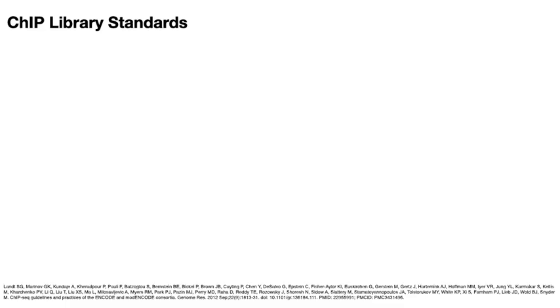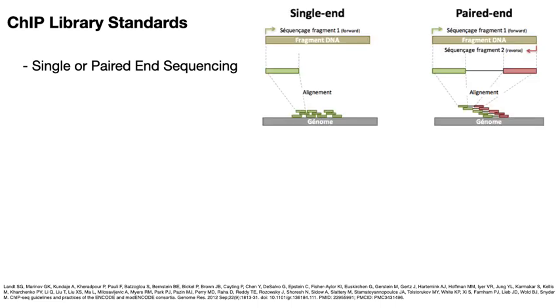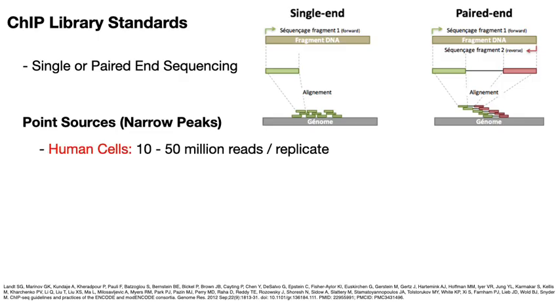One of the things to consider is whether you're going to be doing single or paired end sequencing. More commonly, you're seeing paired end sequencing being done now. As we've talked about in the past, the difference between single and paired end will be important in your analysis. But there are going to be different library standards, and more importantly, for what type of peak you're expecting. So for example, if you have a transcription factor and you're expecting a narrow peak, you're going to want 10 to 50 million reads per replicate. So a total of at least 20 million reads between your 2 replicates.